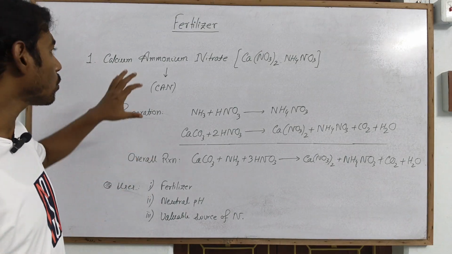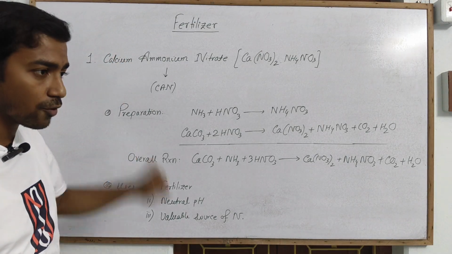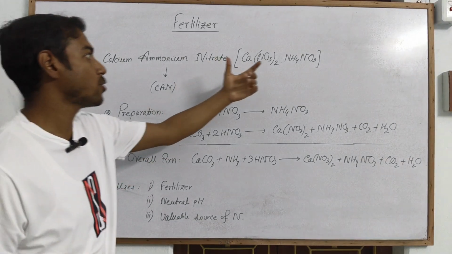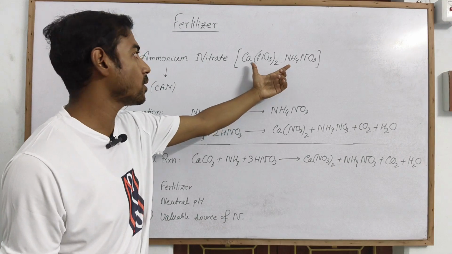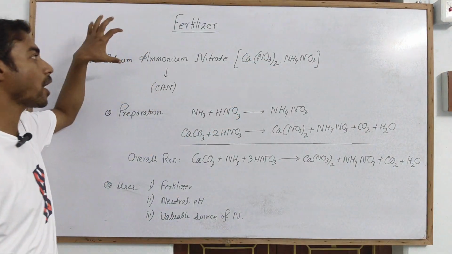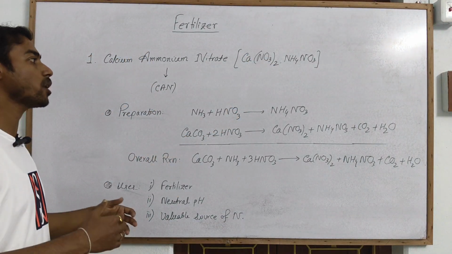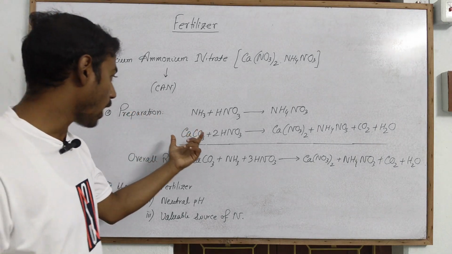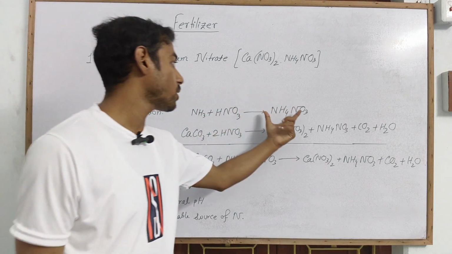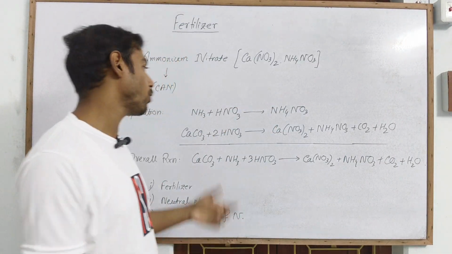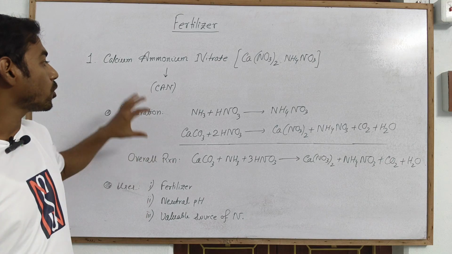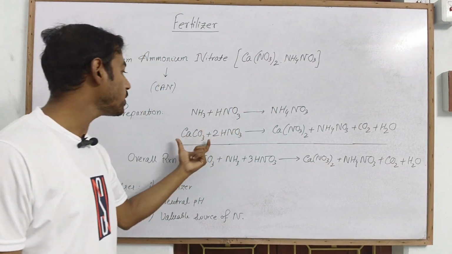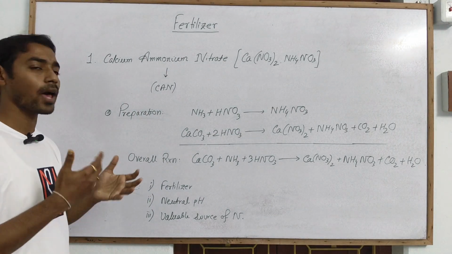So this is calcium ammonium nitrate. It is a very good nitrogenous fertilizer. As you can see, nitrogen is present in this CAN product, so it is a very good nitrogenous fertilizer, and it can be prepared by treating ammonium nitrate solution with calcium carbonate powder, or the limestone powder.